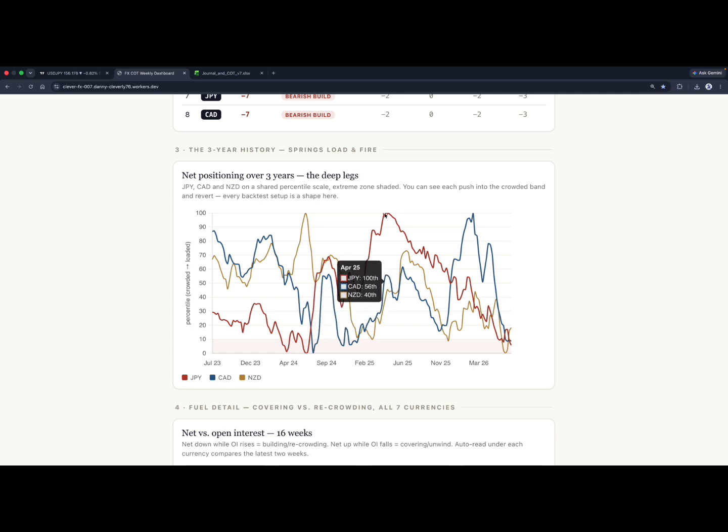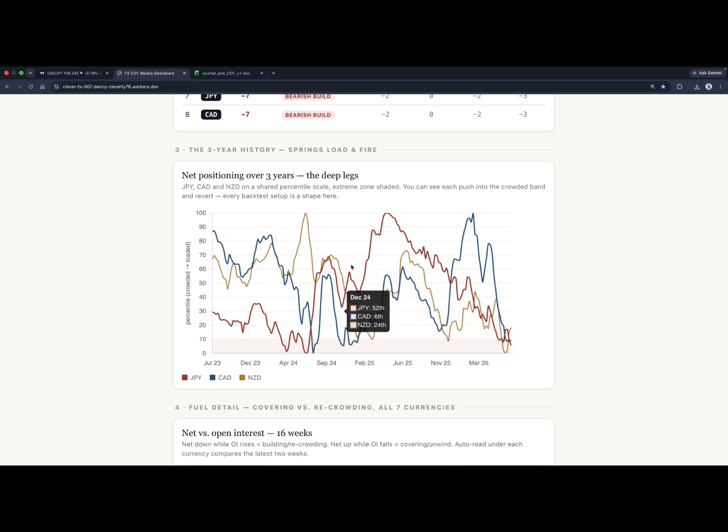The same for red, Japanese yen. I think that was April 2025. What happened when it hit the 100 ceiling? Well, you can see it. It just completely dropped all the way down, and now we almost hit the opposite extreme level.